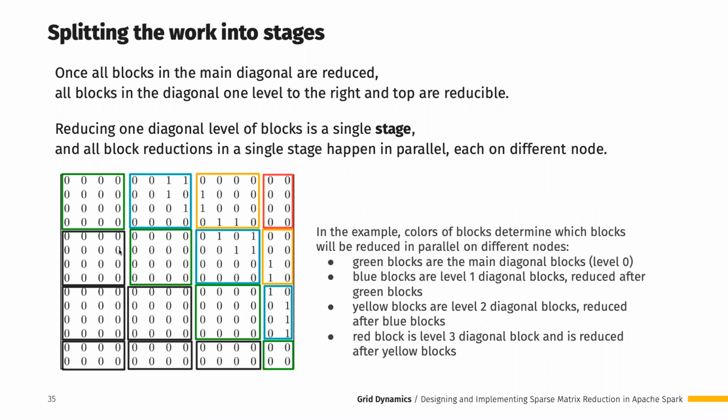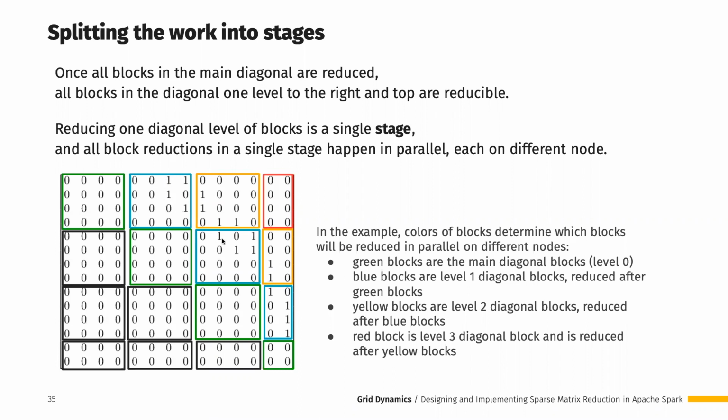So we divide into stages. Stage one would be to reduce all green blocks. And once they are reduced, we can go to the next stage. And the next stage is these diagonal blocks, but one level to the right and top, right? So blue ones.